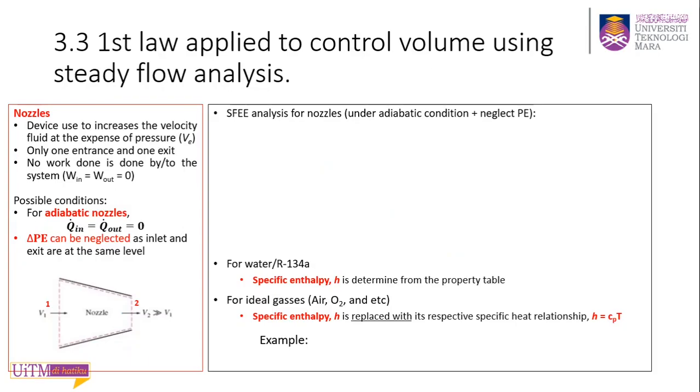Now let's look at the third steady flow device called nozzles. Nozzles are used to increase the velocity of fluid by decreasing its pressure. There are no work interactions here, therefore work in and work out can be considered neglected. Other possible conditions are nozzles can also be adiabatic, and depending on the question, potential energy can often be neglected. The figure given is the schematic diagram for a nozzle.